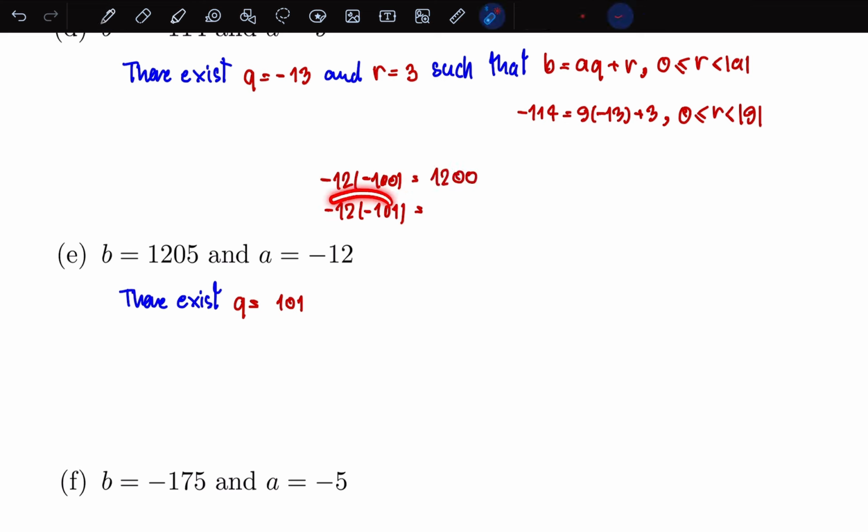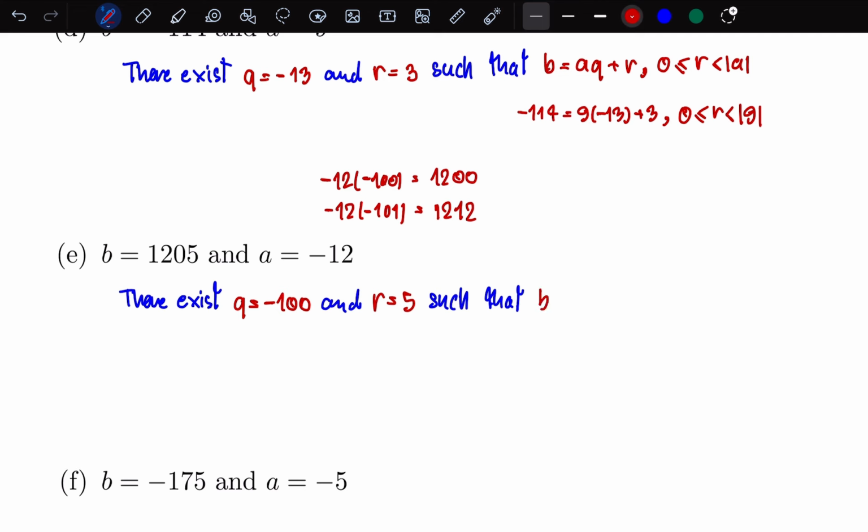Okay, and what about here? This one right here is 1212. So I have to choose Q, which is minus 100. Q must be minus 100. And what is the remainder? The remainder is 5, right? Such that, okay, B equal to AQ plus R, and R is greater than or equal to 0, less than absolute value of A.